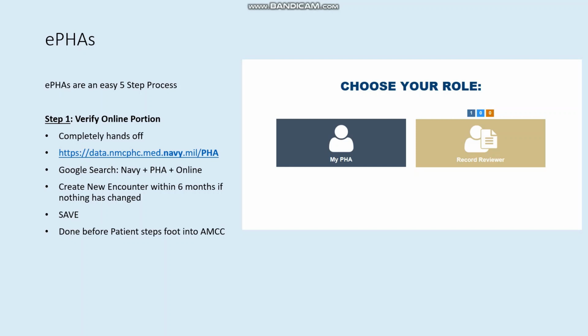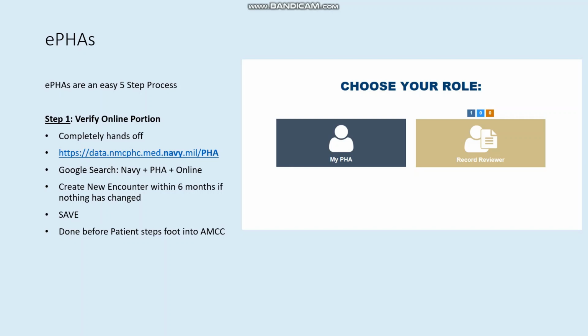Next, you're going to create this encounter within roughly 6 months if nothing has changed medically. Otherwise, anything longer than that, you're going to want to create a new PHA for them. Say they did their PHA on the online portion like 12 months ago, 9 months ago, even 6 months is rather long. You would consider telling them that they need to make a new PHA entry just so everything is up to date and at its most current state.